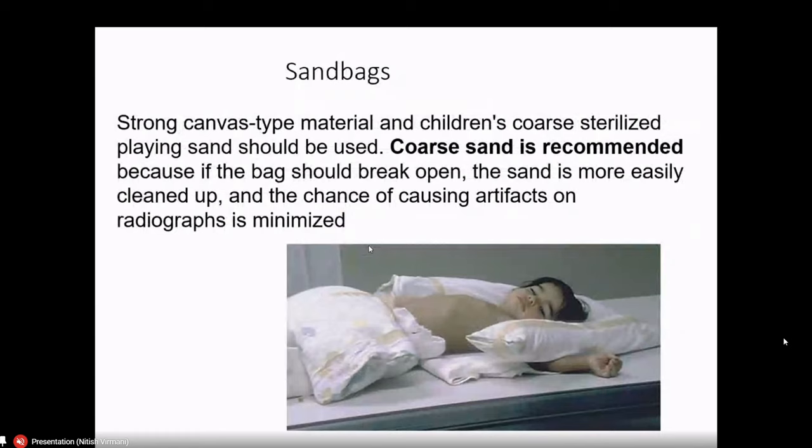This is how we can use these sandbags. You can see these are made up of sand, and they come in various shapes, sizes, and weights. A strong canvas type material and coarse sterilization play sand should be used. Coarse sand is recommended because if the bag should break open, the sand is more easily cleaned up and the chance of causing an artifact on the radiograph is minimized.